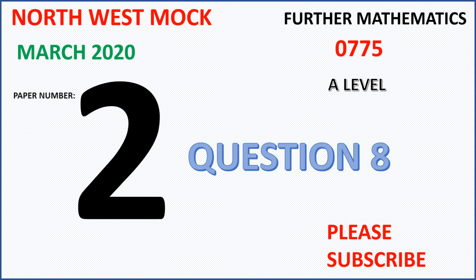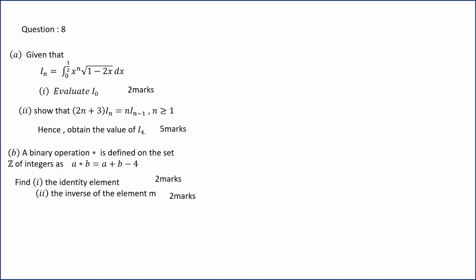So let's get into the solution, the questions. The question now says, given that I_n is equal to the integral from 0 to half of x to the power n times the square root of 1 minus 2x dx, evaluate I_0.